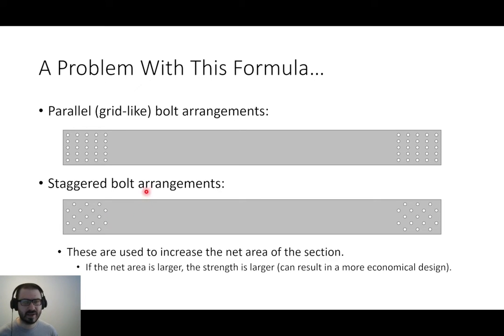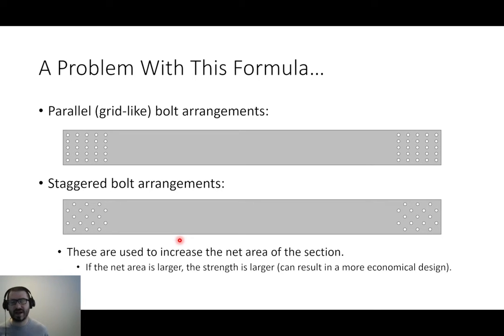To put it simply, if I had a member that failed, let's say, perpendicularly versus, let's say, failing along this line, that's going to be a larger area, right? So think about this from an engineering perspective. If I can increase the net area, I can increase the strength. And if I can increase the usable strength for a given member, that can usually result in a more economical design. So there is a very practical reason for doing this.